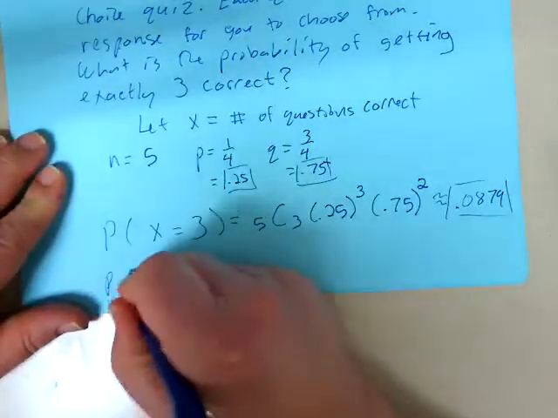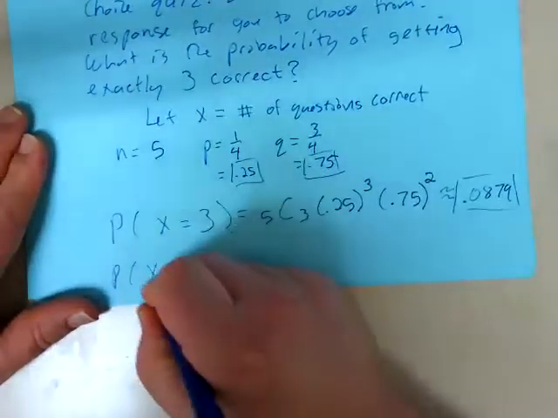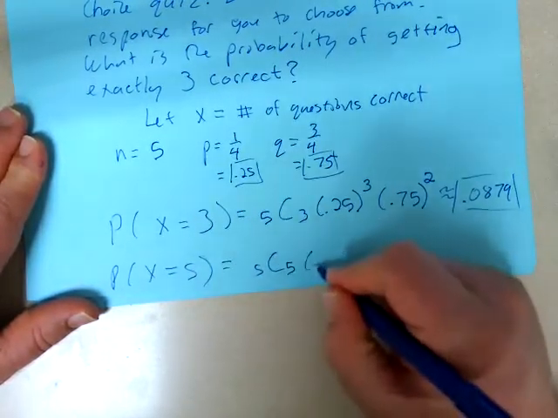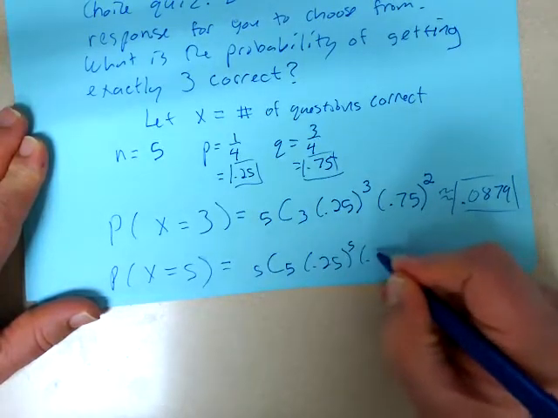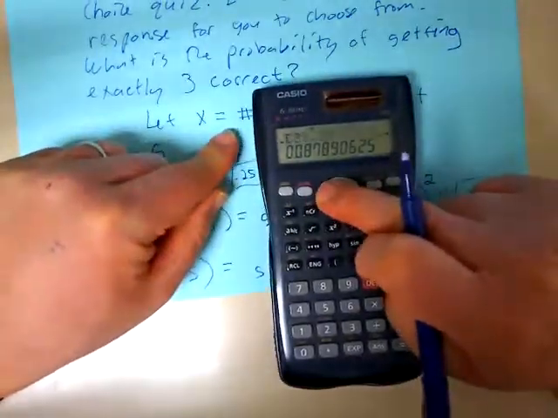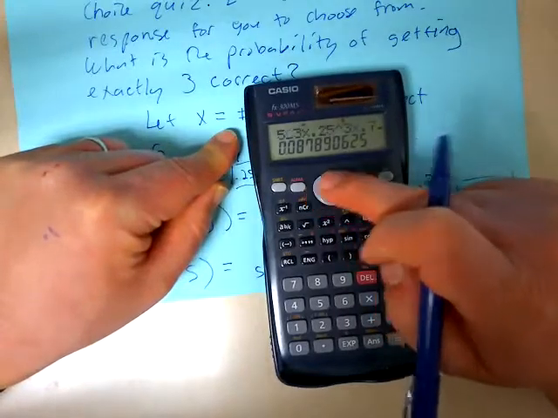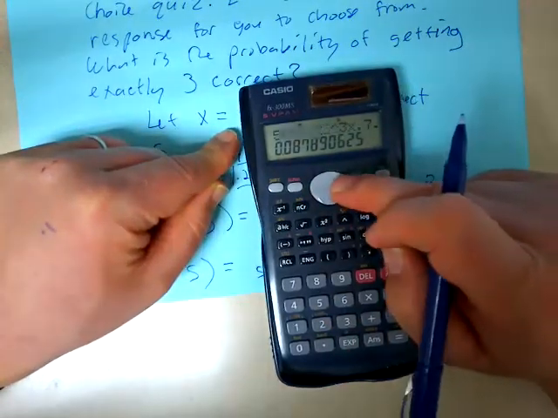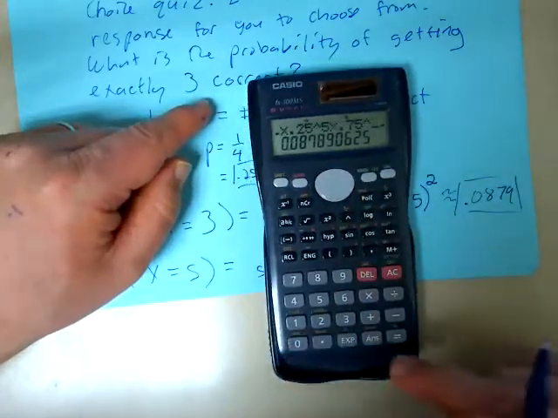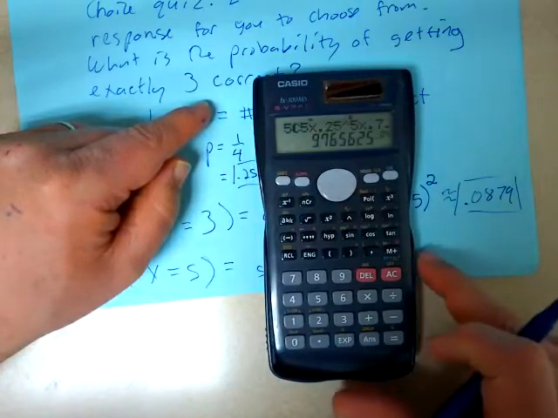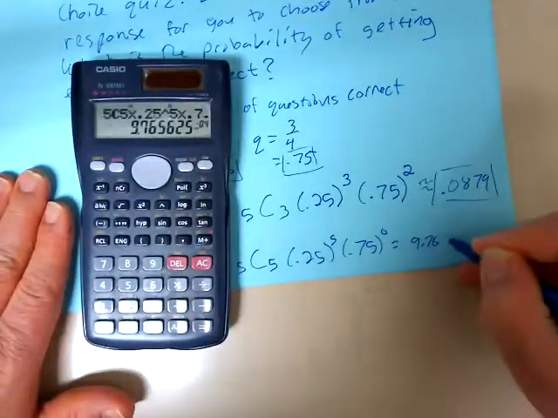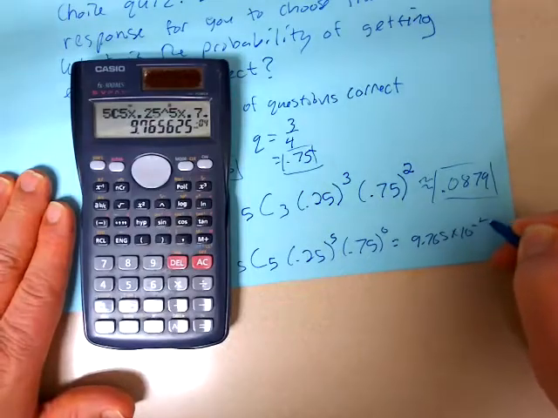If you wanted to find, let's say we want to find the probability that we get all of them correct. That'd be x equals 5, right? So it'd be 5 choose 5, 0.25 to the 5th, 0.75 to the 0. If you already have it written up here, you could just go back and edit. So it's 5 choose 5, 0.25 to the 5th, 0.75 to the 0. And again, I get a number in scientific notation. It's 9.765 times 10 to the negative 4th.